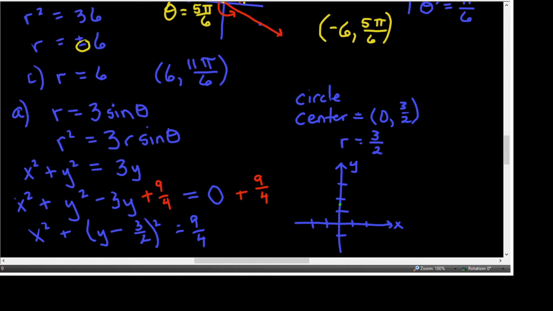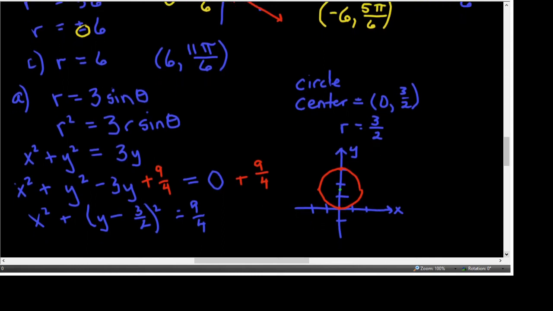So up 3 halves puts me here, down 3 halves puts me there, to the left 3 halves puts me there, to the right 3 halves puts me there, and this is a circle centered at (0, 3/2) whose radius is 3/2. Now if we'd done a whole lot of equations like this, we would find that actually graphing this in polar form is not hard.